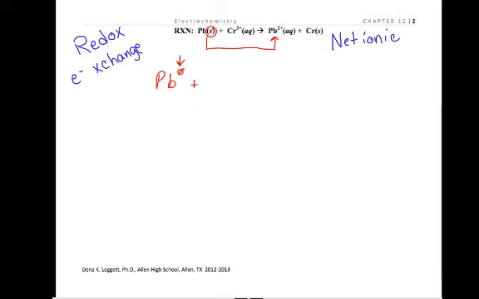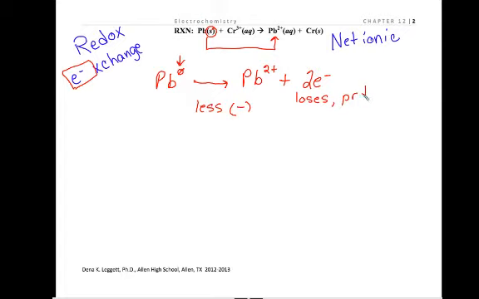Now, let's take a look at what happened to the lead. It went from lead 0 to lead 2+. Now, because it became less negative, since we're talking about electrons, I like to discuss it in terms of less negative and more negative. Since it became less negative, it must have lost electrons. And indeed, it lost 2 electrons. So if it loses electrons, we're going to put them as a product. And loss of electrons is called oxidation.